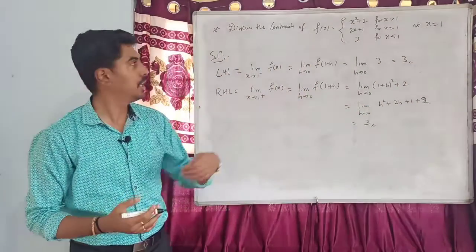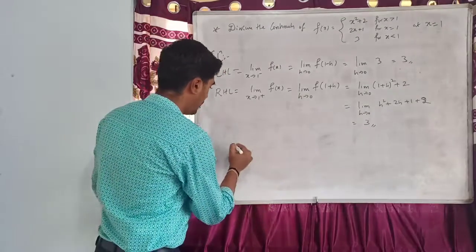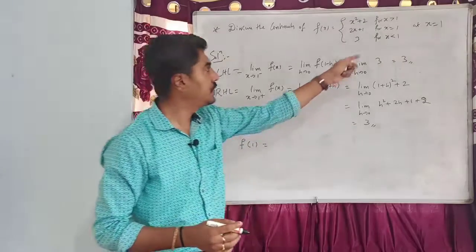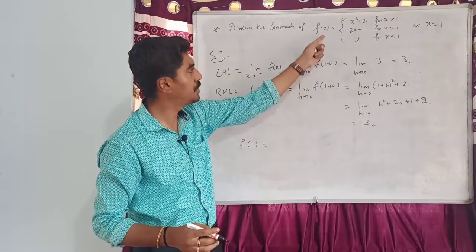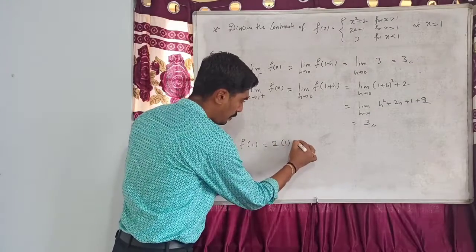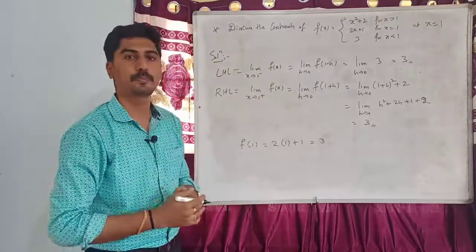Now let us find the value of this function at x equal to 1. f of 1: if x is equal to 1, the function is defined as 2x plus 1. So this is equal to 2 into 1 plus 1, which is again equal to 3.